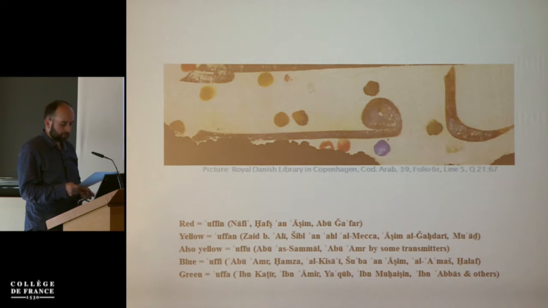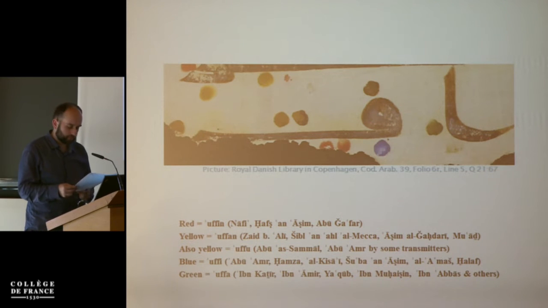Whereas the primary reading of the manuscript in red reads uffin, as do readers from Medina and some from Kufa, the yellow color suggests uffan and uffu, ascribed to readers from Mecca and Basra. The blue color proposes uffi, connected to readers from Basra and Kufa. And the green color offers uffa, which has links to some readers from Mecca, Basra, and other cities.